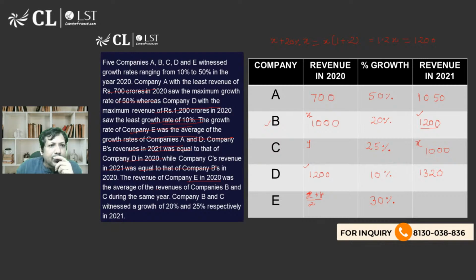No, actually it is the growth rate in 2021 itself. Priyanshi, it says company A with the least revenue in 2020 saw a growth of 50% in 2021. It's not conflicting. Whereas company D with the maximum revenue of 1200 crores in 2020 grew by 10% in 2021. Got it? So it's not conflicting. Understood?